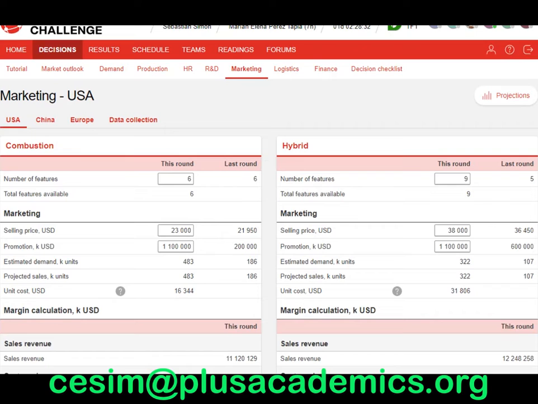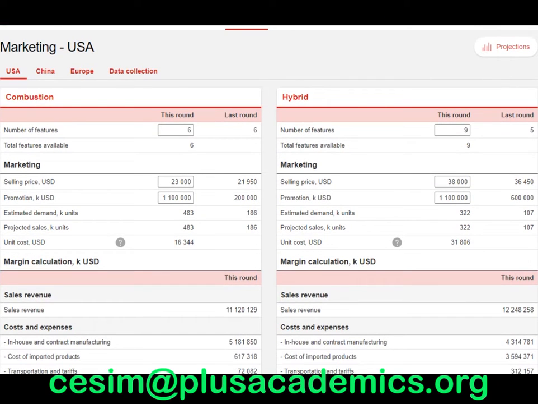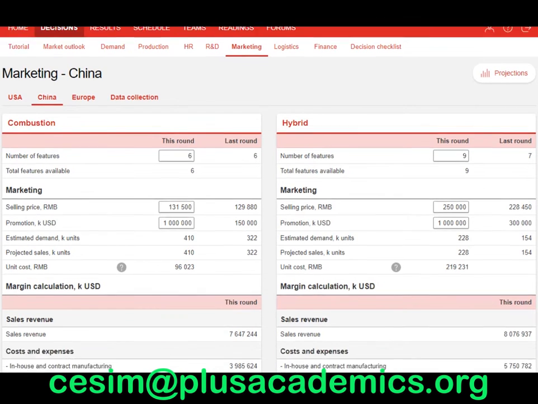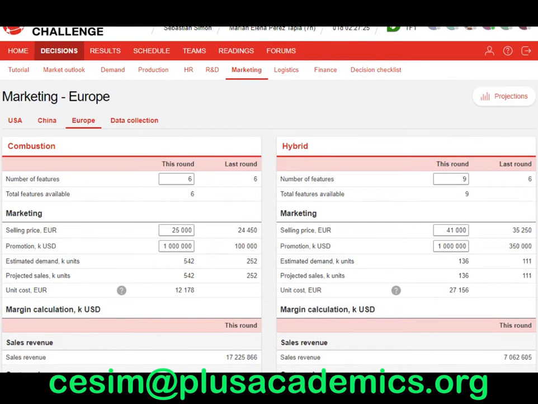So that is the reason why I increased the promotion budget to 1.1 million in USA under combustion car, same for hybrid car, because I wanted to increase our market awareness and also accessibility so that we could sell more products. In China, we also did the same, increasing our promo budget to 1 million from 150,000 for combustion car and from 300,000 for hybrid car to 1 million too. We did the same for Europe, and despite increasing the promo budget, we also increased the price to reflect the changes that we made.